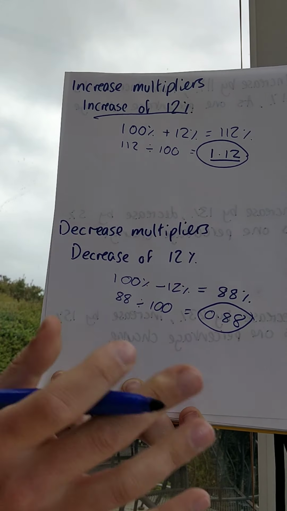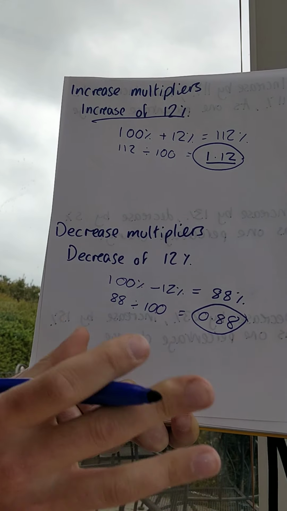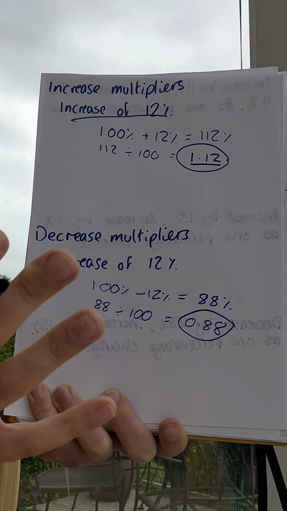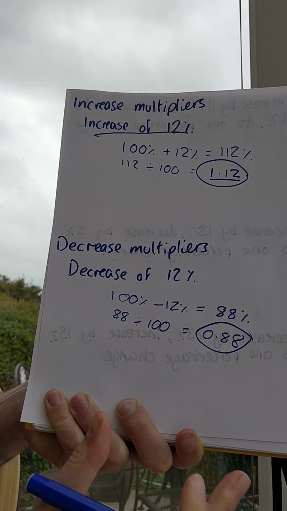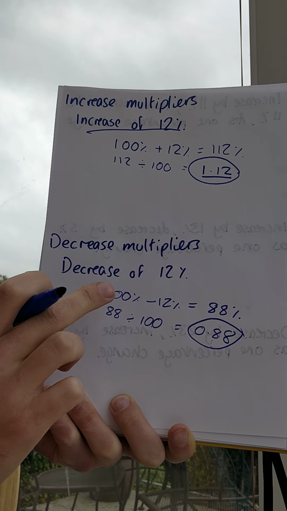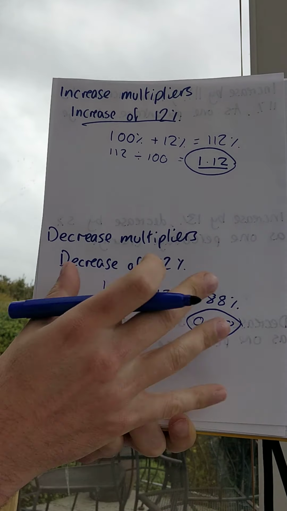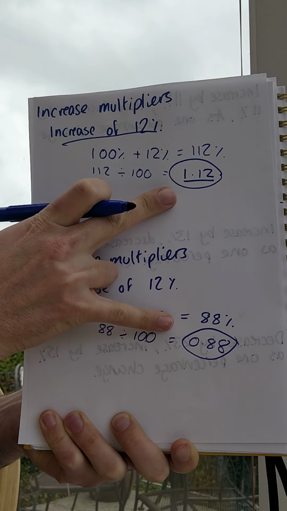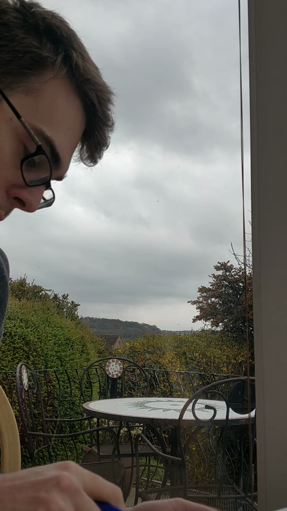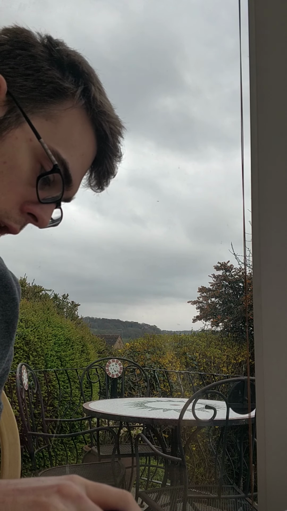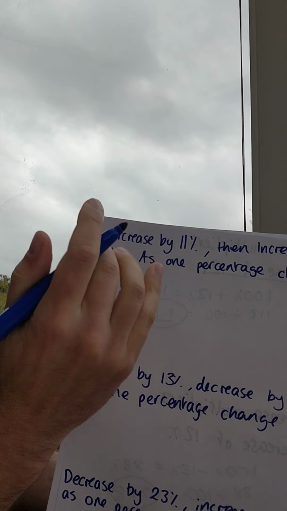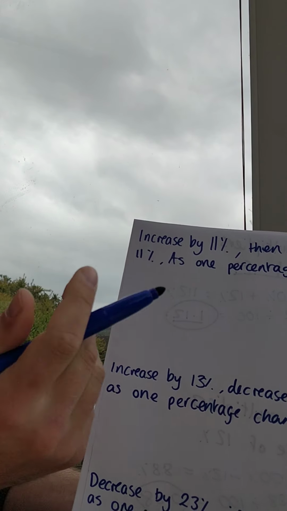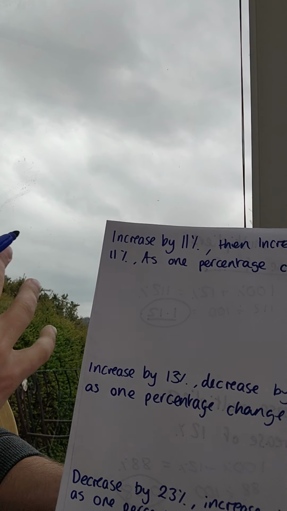So when you've got repeated percentage change, that's the one that I'm going to get into issues about. But if you've just got an increase or a decrease, that is how you would do it: 100 add for an increase, or 100% take away, divide by 100, and those are your decimal multipliers. But for repeated, what you would need to do is along the same kind of line. So say we've got an increase of 11%, then an increase by 11%. So increasing by 11% twice.